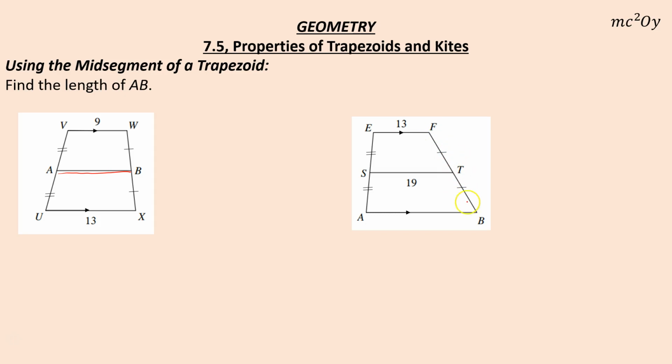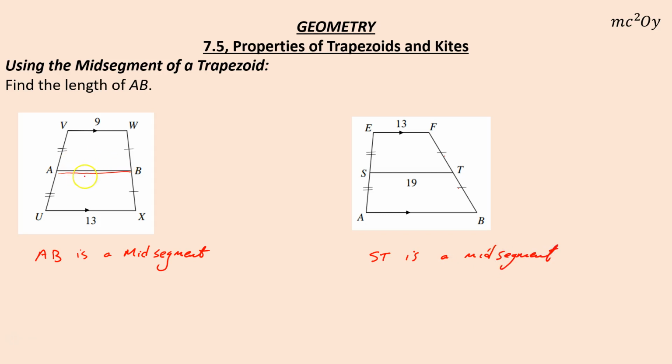This side FB is bisected by point T, the midsegment ST, because FT is congruent to TB, and ES is congruent to SA. So the midsegment also bisects EA. The same thing applies here. So that means AB is a midsegment. And here ST is a midsegment.